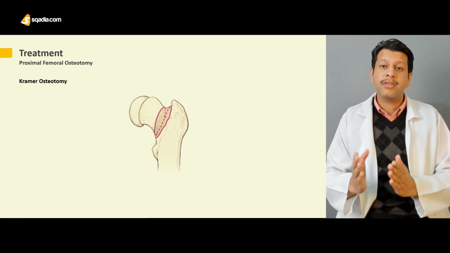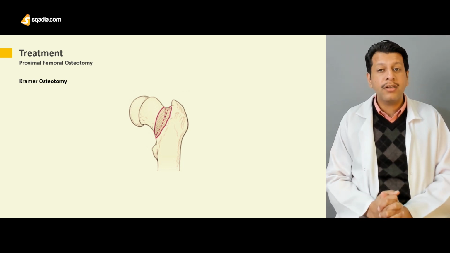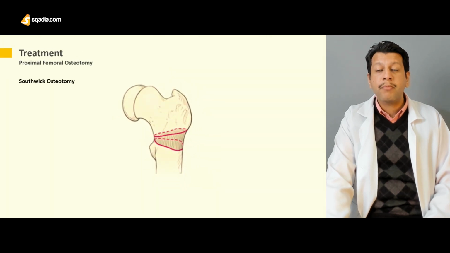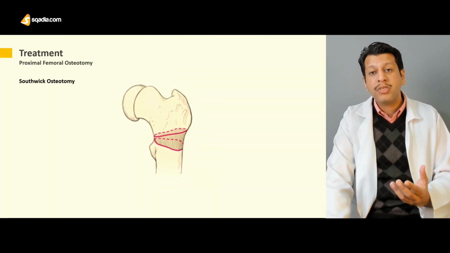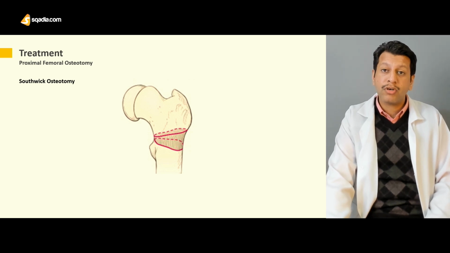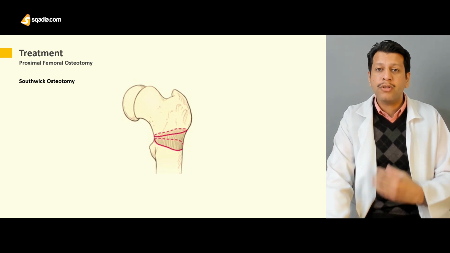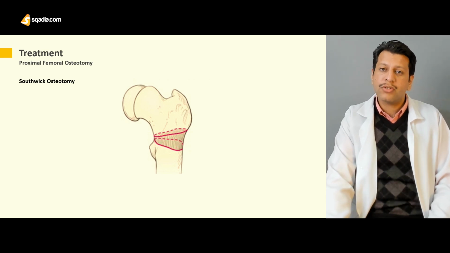As I told you, the osteotomy can be done at the level of the femoral neck, at the neck and trochanteric junction. That is, the Kramer is usually done at this level, or we can go for certain other osteotomies which are below the level of trochanter or at the level of trochanter as well. Those osteotomies which can be done below the level of trochanter include the Southwick osteotomy to correct the deformity of the proximal femur, and usually these are the valgus derotation osteotomies.